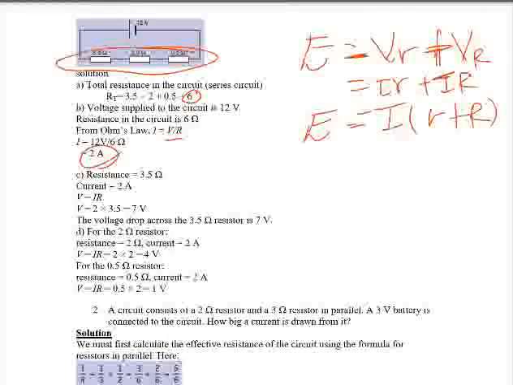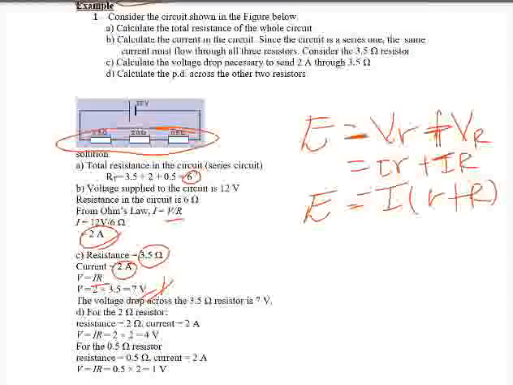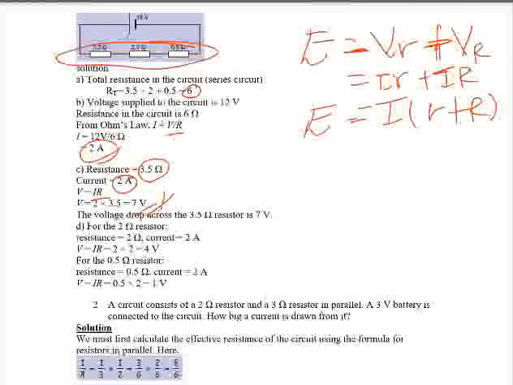Then calculate the voltage drop necessary to send 2 amperes through the 3.5 ohm resistor. The potential is equal to I times R, and I was calculated earlier as 2, so the potential becomes 7 volts. And calculate the potential difference across the other two resistors. For the 2 ohm resistor, the current is 2 and the resistance is 2, therefore the voltage is 4. For the 0.5 ohm resistor with 2 ampere, it becomes 1.